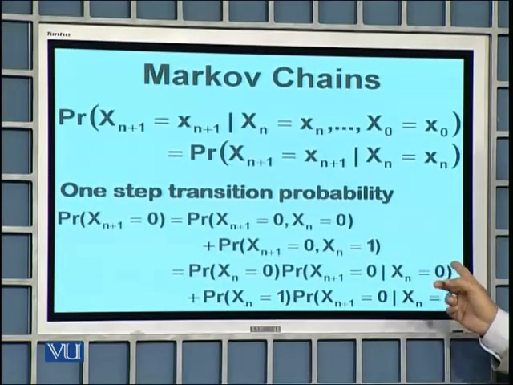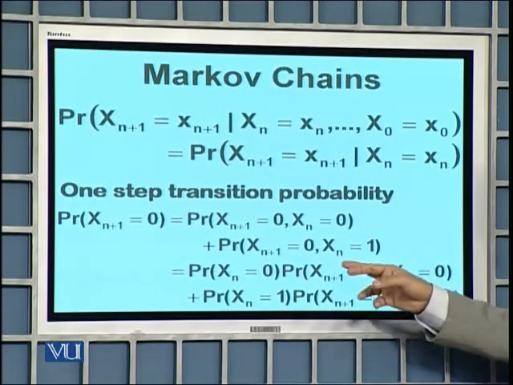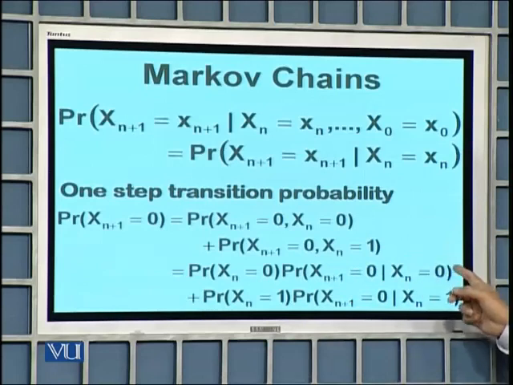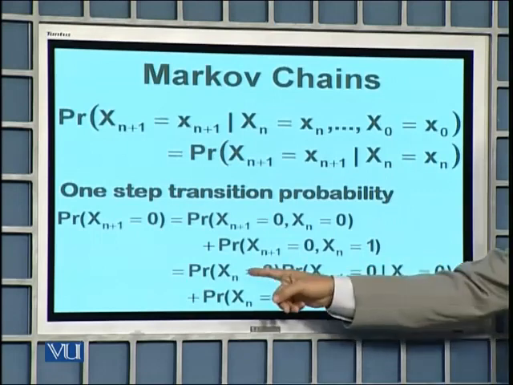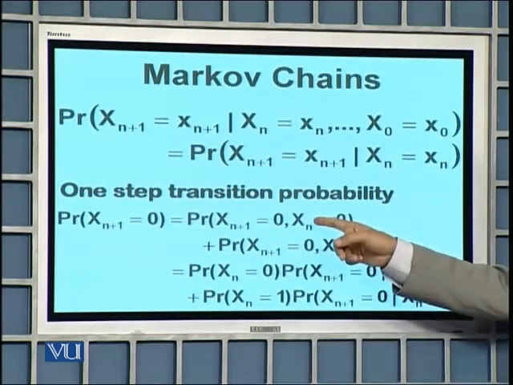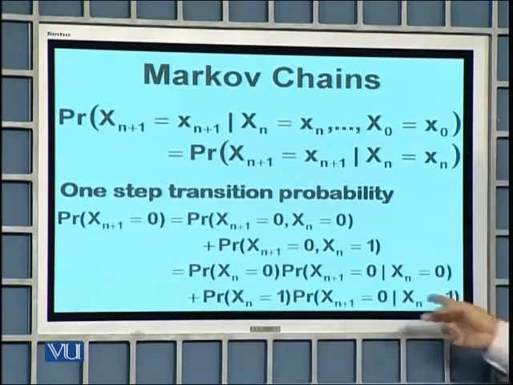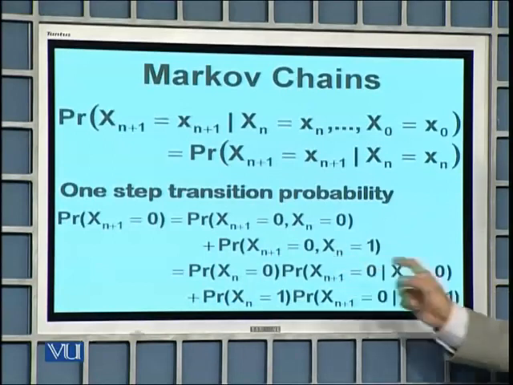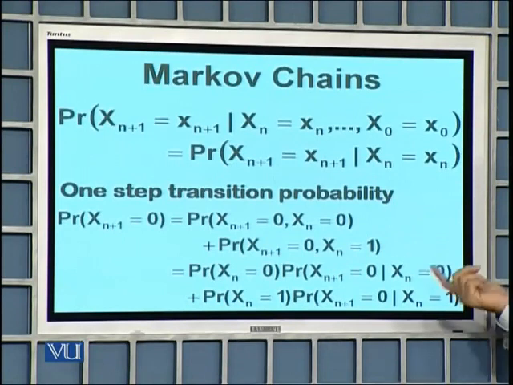Why is this so? All you have to do is break this conditional probability into its expression. So the conditional probability of capital Xn+1 being equal to 0, given that capital Xn is equal to 0, can be written as the joint probability divided by the probability of the conditioning event, capital Xn is equal to 0. This cancels out with this one and you get your joint probability. So when you have this expression, you can represent these conditional probabilities as one-step transition probabilities, and those are well-known quantities for any Markov chain.